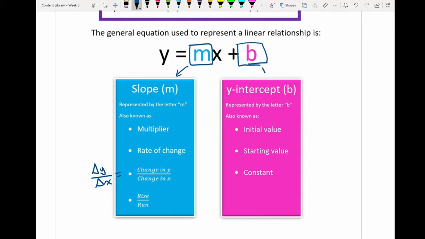Our y-intercept, or our b value, is represented by the letter b. It's also known as the initial value, the starting value, the constant. You may see it in word scenarios as the starting price, the base fee, the initial fee, the flat fee, something along those lines. All those different terms represent the y-intercept.